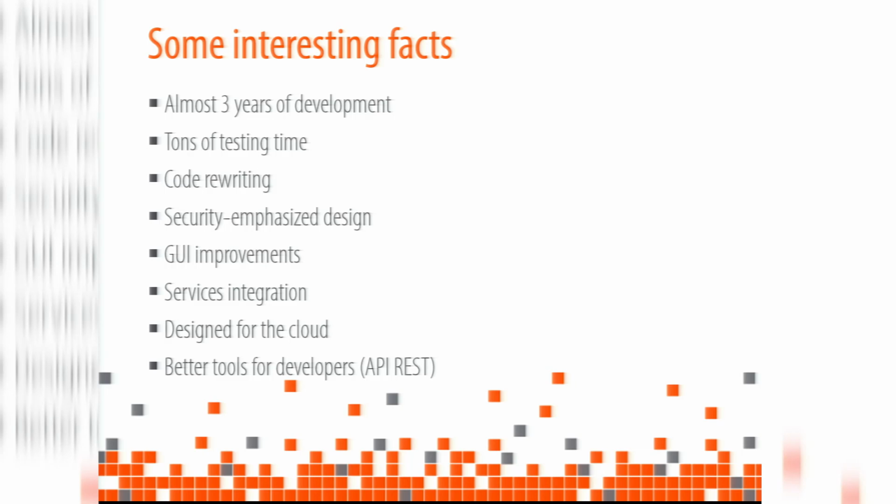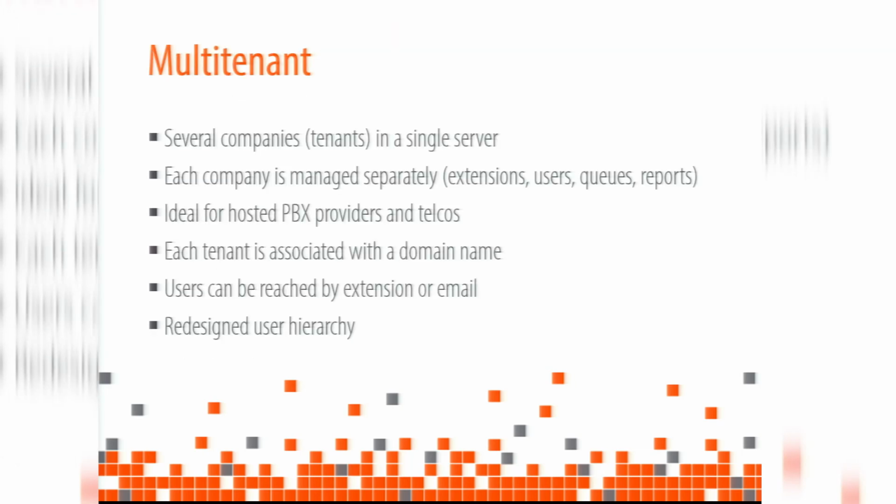So let's continue. We come to highlight number 1, which is multi-tenancy. We could say that Elastix is the first open source solution out there with the multi-tenancy feature. Basically, this means that you can have several companies or tenants in a single server. Each company is managed separately in terms of their own extensions, users, queues, reports, etc. This makes Elastix an attractive option for carriers who want to offer the service of hosted PBX. So for PBX providers and telcos, Elastix 3 is going to be a choice.